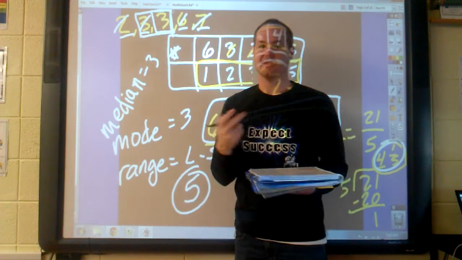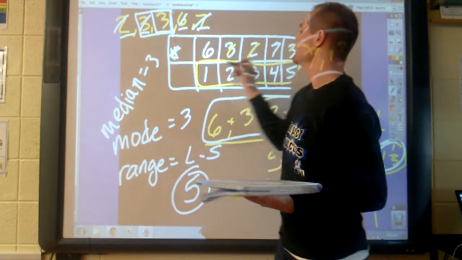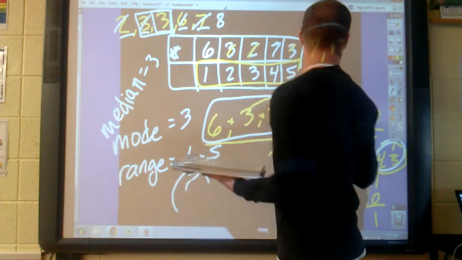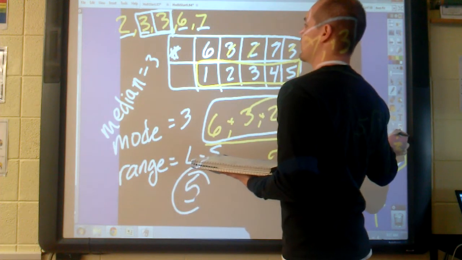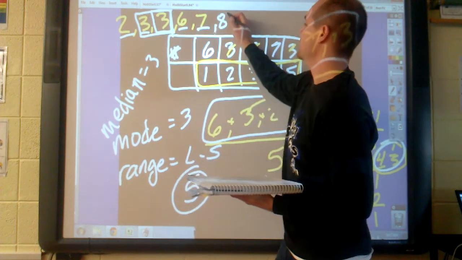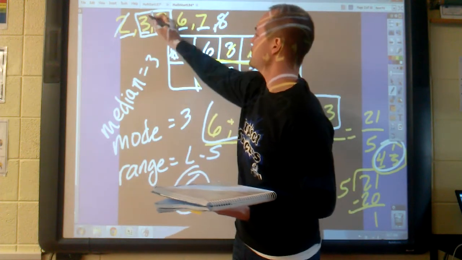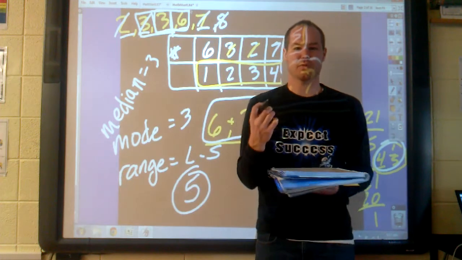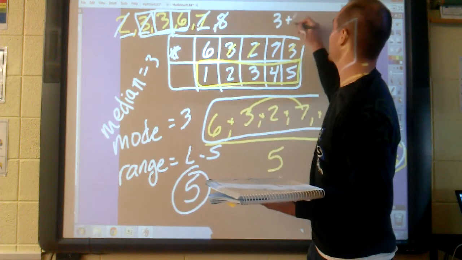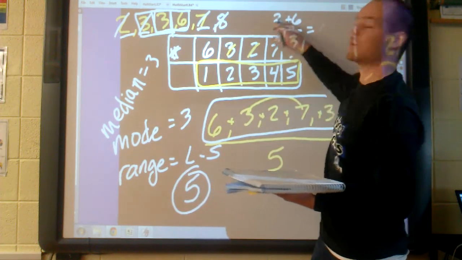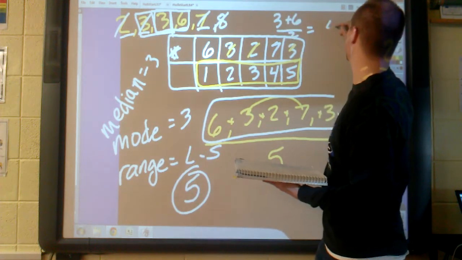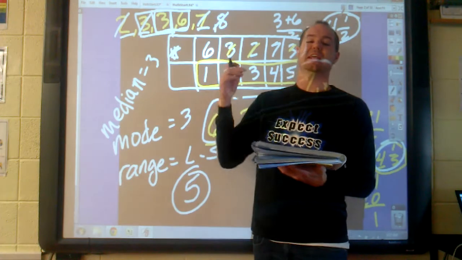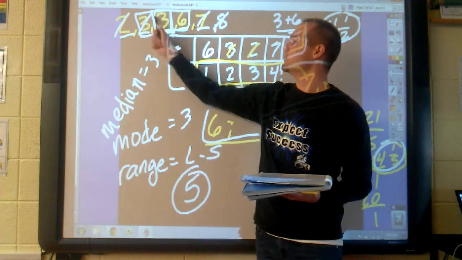If you have 2 numbers left, if you have an even number of information, let's say that we had, let's just write an 8 here. You would get rid of the biggest, the smallest. Next, you'd have a 3 and a 6. You find the average of those two numbers. You take 3 plus 6 and you divide it by 2. 3 plus 6 is 9. 9 divided by 2 would be 4 and 1/2. Okay, if you need to find the median of an even set of numbers, you find the average of the two middle numbers.